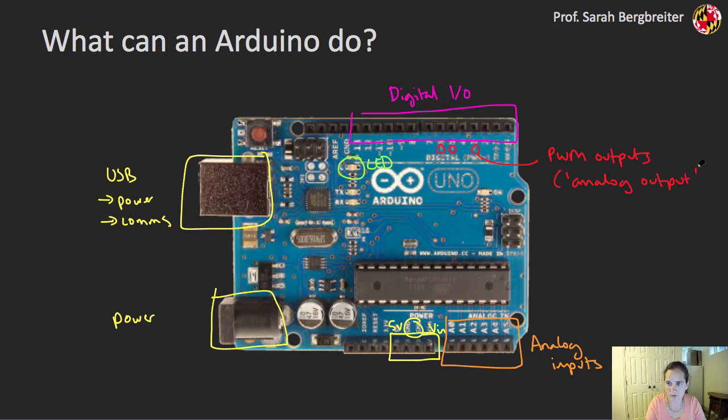I can filter them and use them as an analog output as well. And then there's a number of other things. So I have a reset button here if I want to restart everything. These are crystals that are forming clocks. These are giant capacitors. There's a lot of other different pins that I can access on here as well.